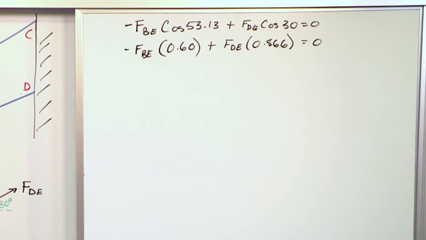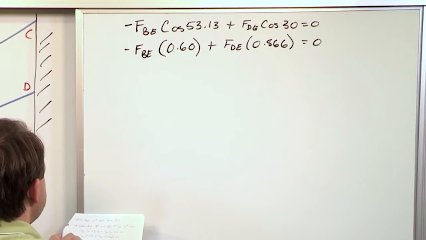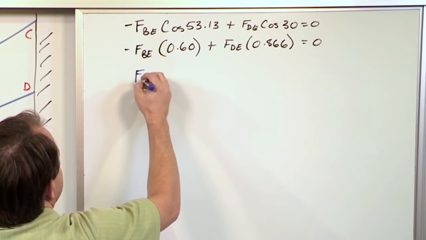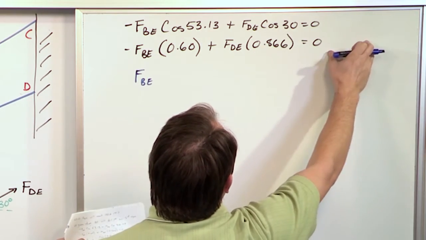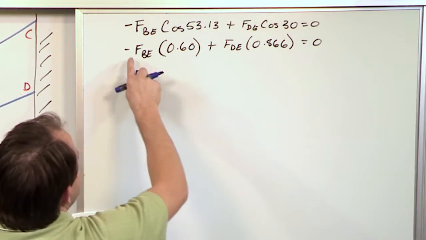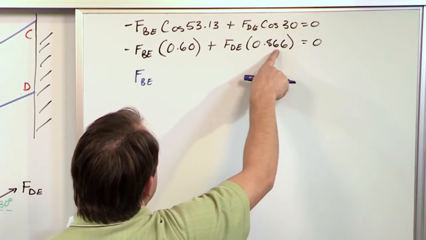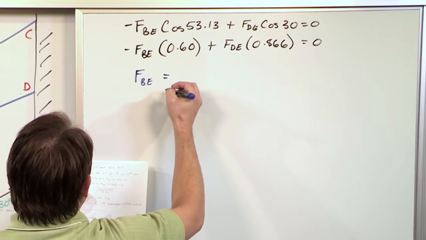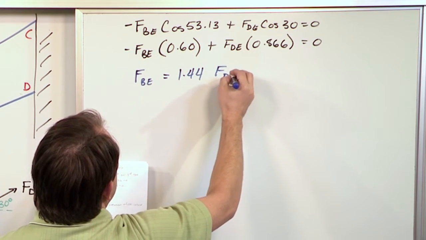So basically, to cut to the chase, I can do a bunch of algebraic steps. But basically, if I solve this for FBE, I pull this over here. Of course, it's going to become negative when I do that. And then I divide by negative 0.6. So I'm going to have the division of this and this. Then what you're going to get on the right-hand side is 1.44 FDE.